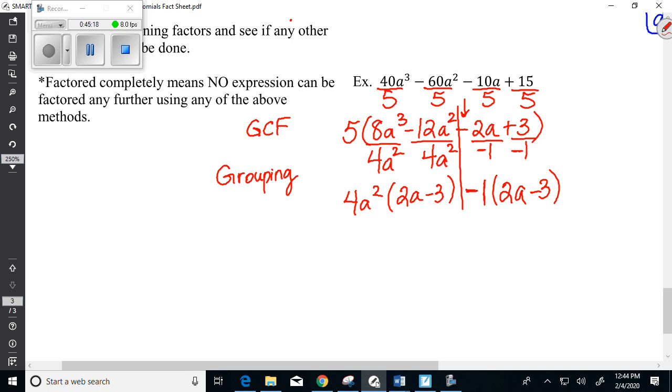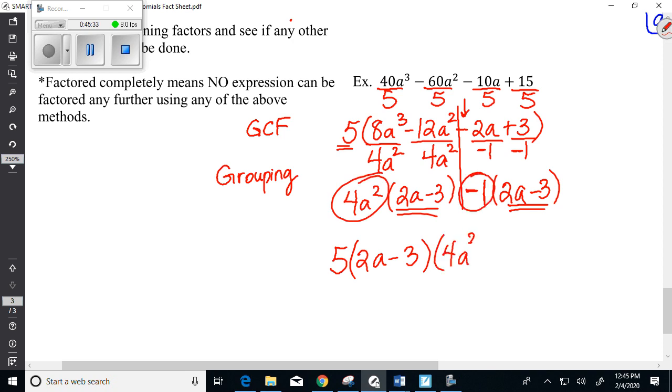So to finish off grouping, the 5 you took out comes first. The matching parentheses go next. Your leftovers go last. So now it's time to check and make sure that you did everything correctly. So 5, you can't do anything else with. 2a minus 3, you can't do anything else with.